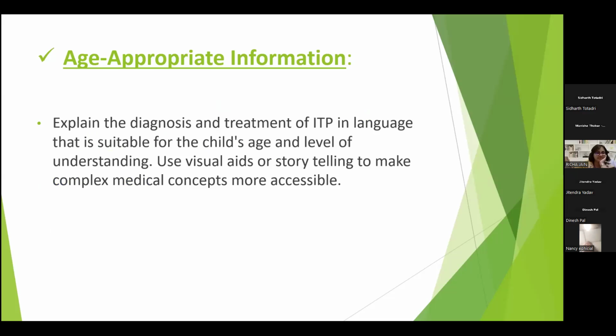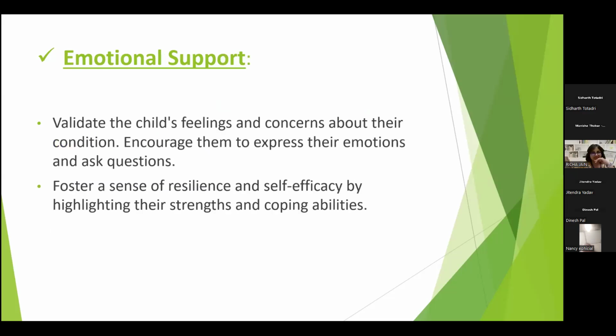Explain the diagnosis and treatment of ITP in language that is suitable for the child's age. If a child is 11 years old, we can tell about the disease as per an 11-year-old's age and level of understanding. Use visual aids or storytelling to make complex medical concepts more accessible. Validate the child's feelings. Emotional support is very important for the child. Validate the child's feelings and concerns about their condition. Encourage them to express their emotions and ask questions.